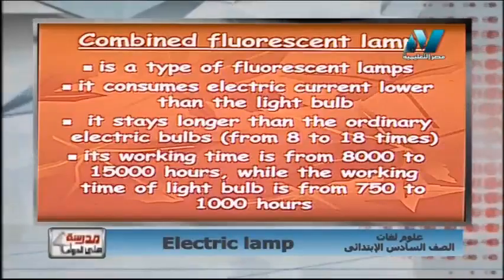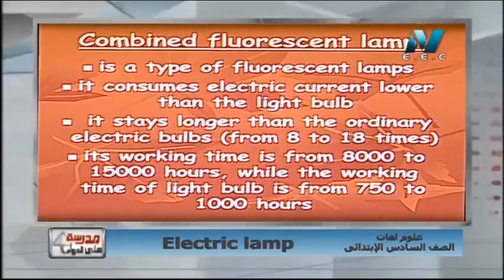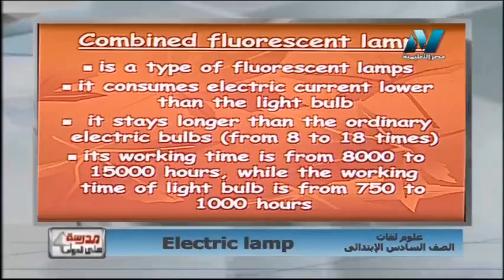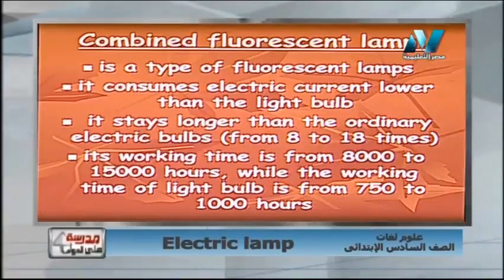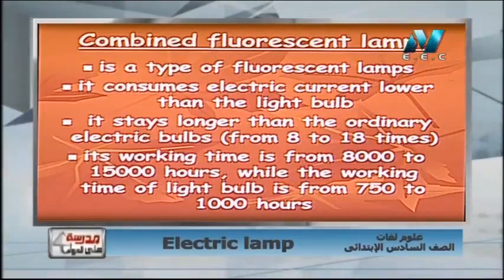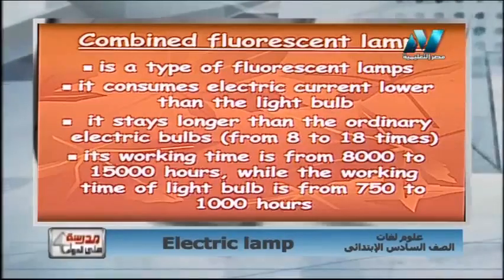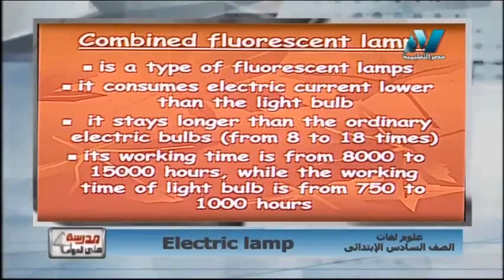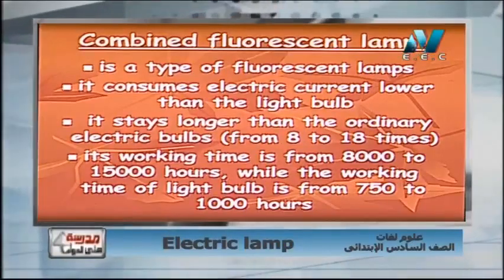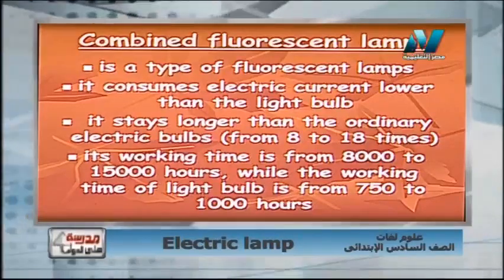So now, what about the combined fluorescent lamp? Very often now we use lamps we call combined fluorescent lamps, or energy-saving lamps, which we see in almost all places. It's a type of fluorescent lamp. It's a normal fluorescent lamp, but it consumes much lower electric current than the light bulb. It stays longer than the ordinary electric bulbs, from 8 to 18 times.